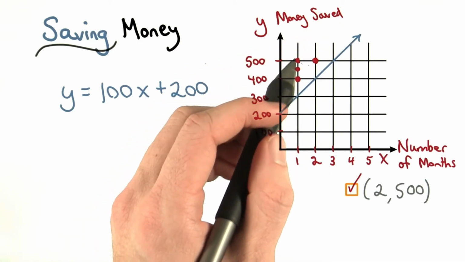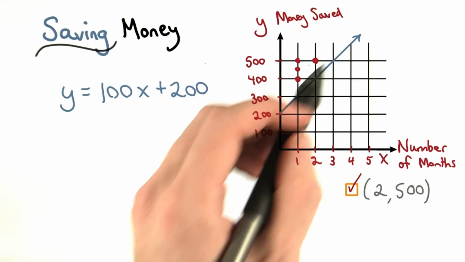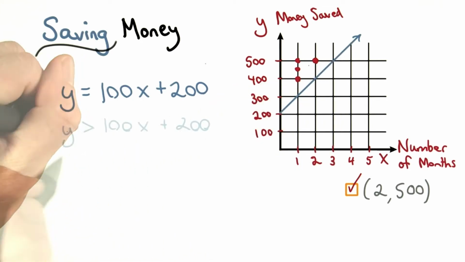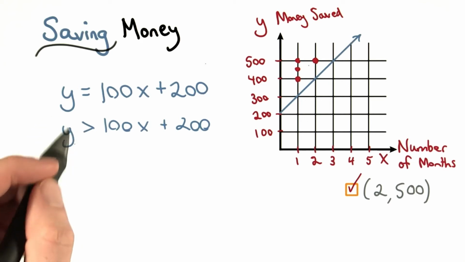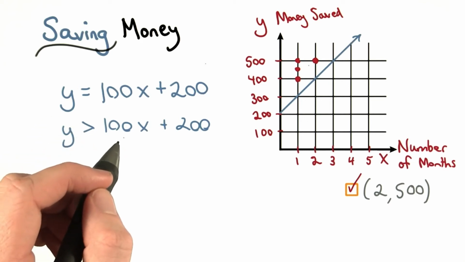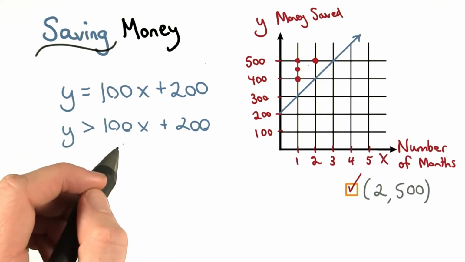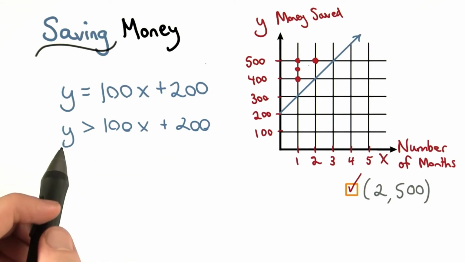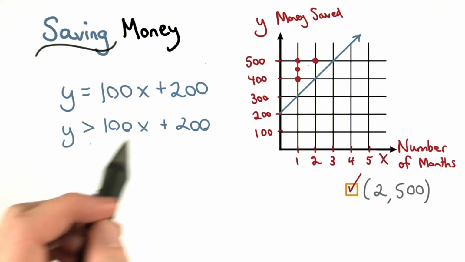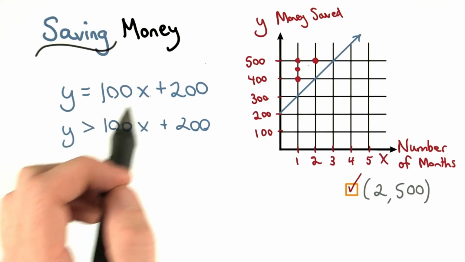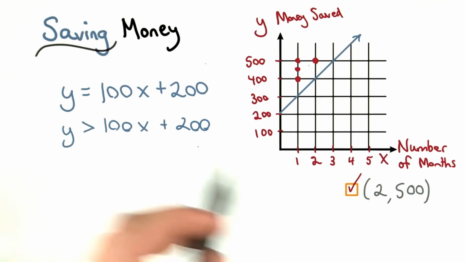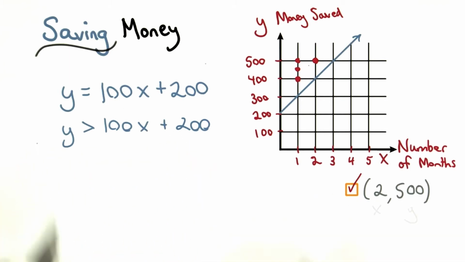Because all these y values, or the amount of money saved, fall above this line, we can change our equation into an inequality. We want our savings amount to be greater than the exact amount of $200 plus the $100 per month. So this is the inequality we can write. Notice that linear inequalities contain two variables, just like linear equations. This allows us to find a point, x and y, that satisfies this condition.